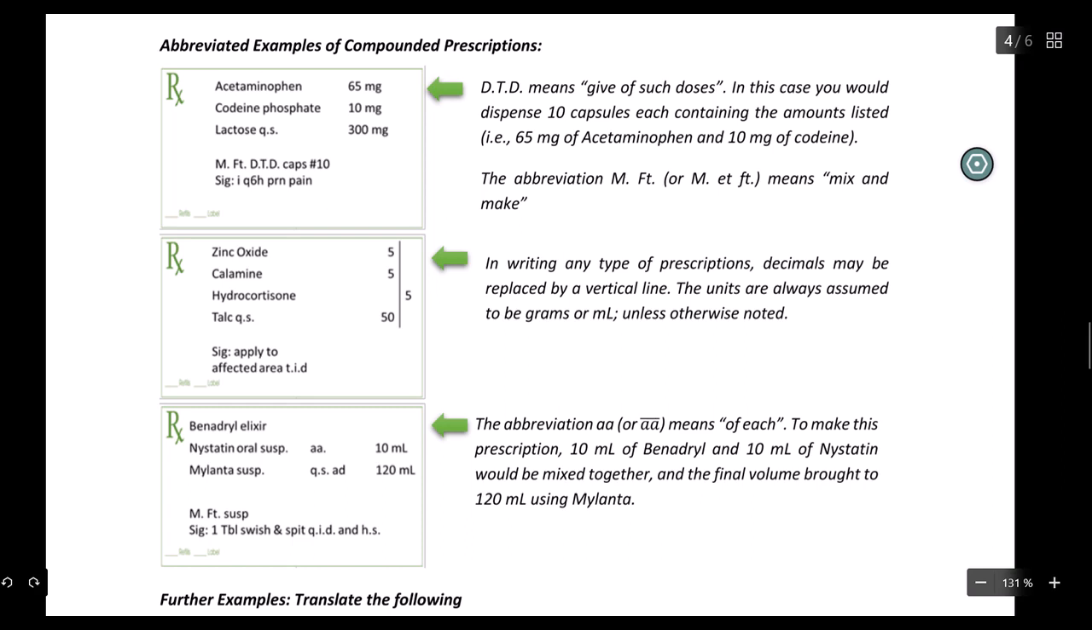So if I ask the question, how many milligrams of acetaminophen is in each capsule? The answer is 65. How much codeine phosphate is in each capsule? 10 milligrams, right? And how much lactose is in each capsule? Well, this one says QS to 300. The abbreviation QS means you add a sufficient quantity to get the total weight of the capsule up to 300 milligrams.